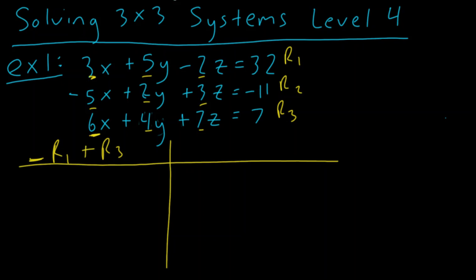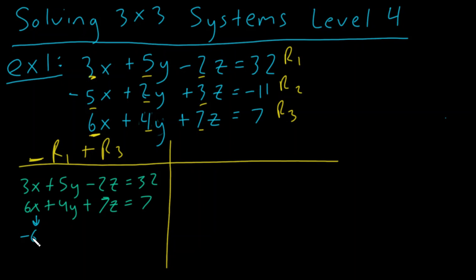For row 1, we have 3x plus 5y minus 2z is equal to 32. So 3, 5, negative 2, and 32. Cool. And we have our row 3, which is 6x plus 4y plus 7z is equal to 7. What in the world am I going to multiply this by? Well, if I want to cancel my x's, the question I'm asking is what gets rid of a positive 6x? Well, the opposite of positive 6x is, of course, negative 6x.